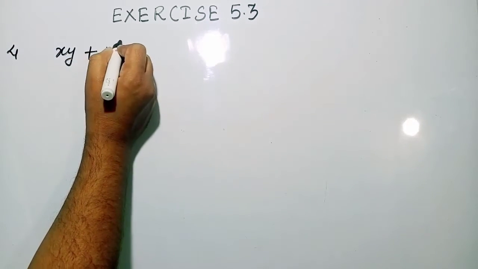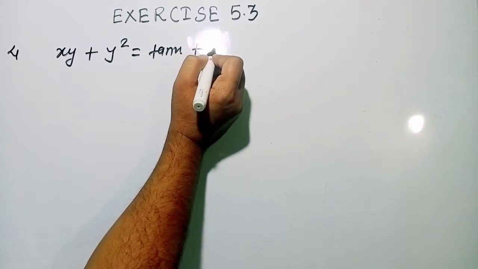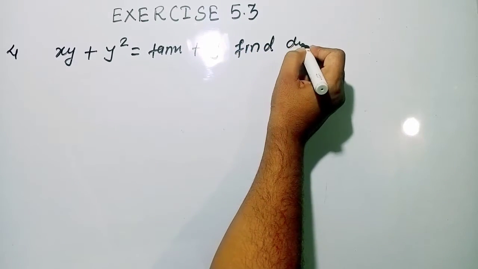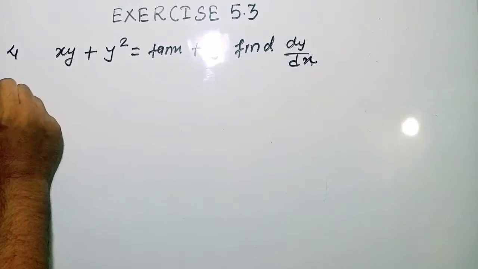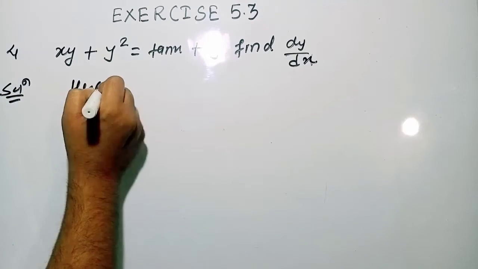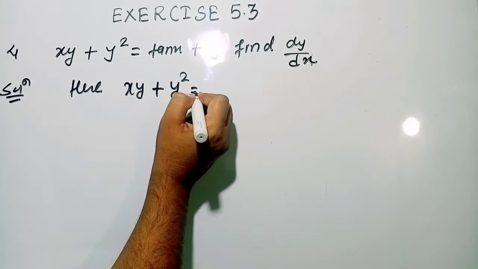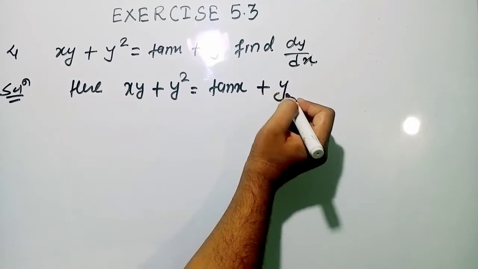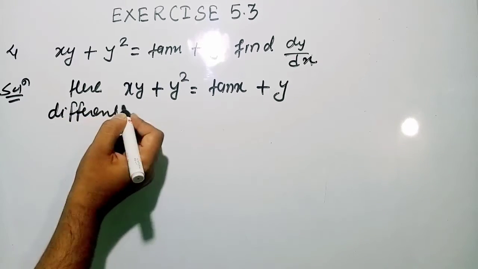x into y plus y square is equal to 10x plus y. Find dy by dx. What we have to find out? dy by dx. So let us see the solution. Here it has been given that x into y plus y square is equal to 10x plus y. Now differentiating with respect to x on both sides.